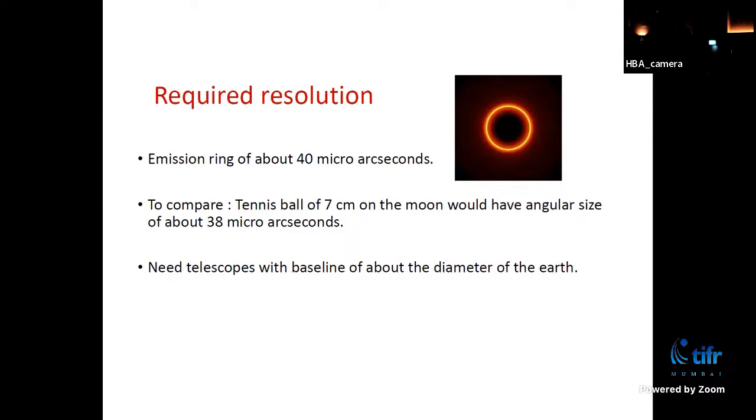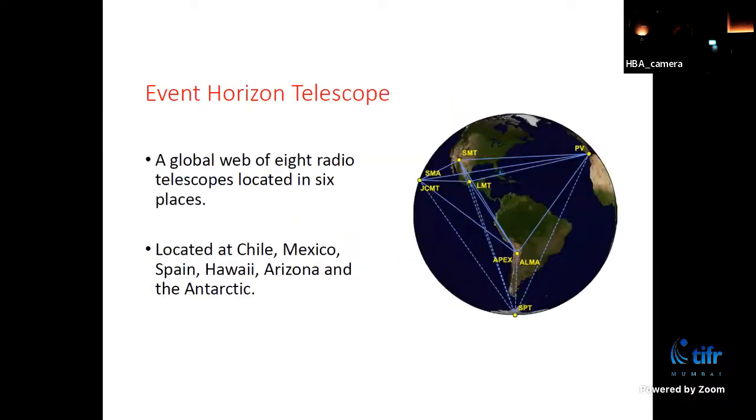To have a resolving power of 40 micro arc seconds, we need telescopes that have baselines of about the diameter of the Earth. Keeping this in mind, the Event Horizon Telescope was assembled. This is a global array of telescopes, where 8 telescopes are placed in 6 places across the world. Here you see they are very far apart. The baseline here almost approaches the diameter of the Earth. That is what we need to obtain the black hole image.